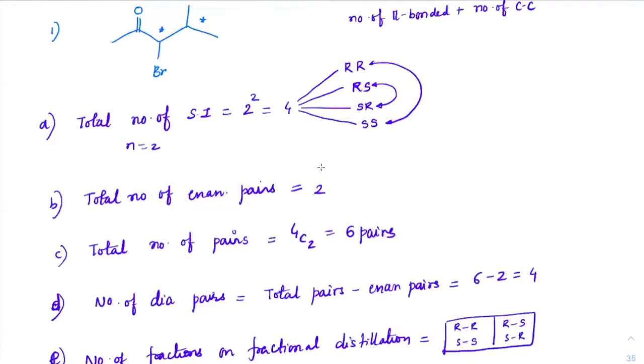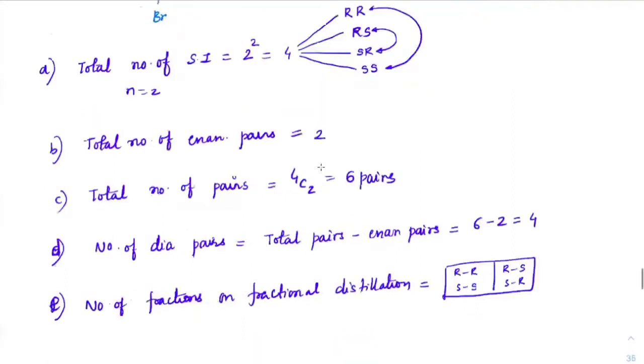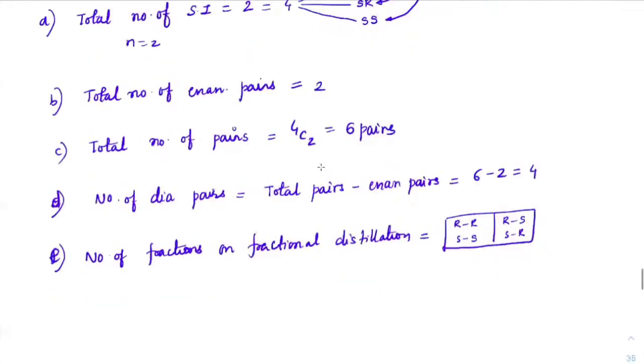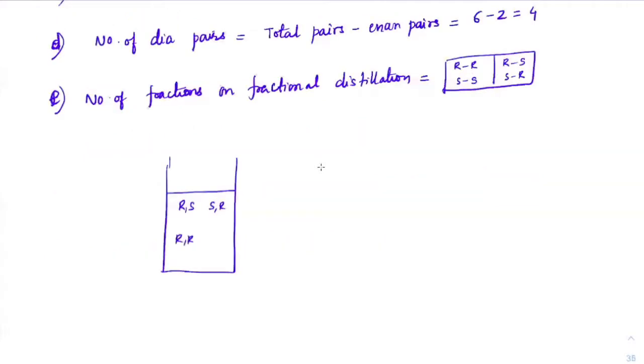Any doubt there? Can you explain that last part, sir, fractions? Okay. Basically, I have this distillation column and I have 4 compounds. Compound 1 is RS, compound 2 is SR, compound 3 is RR, compound 4 is SS. These are 4 compounds present in the solution.